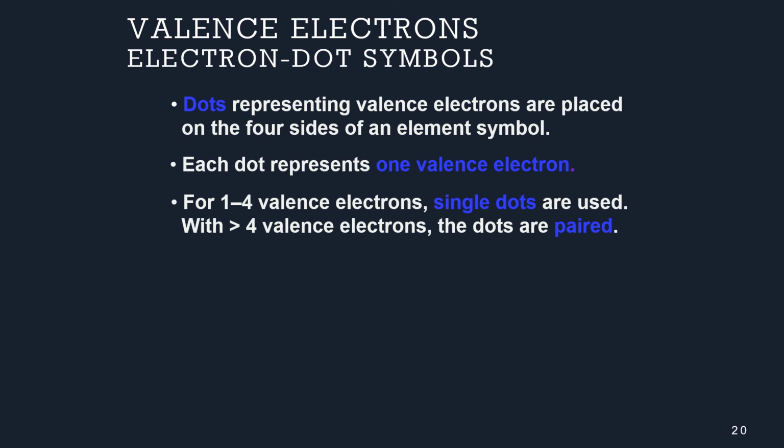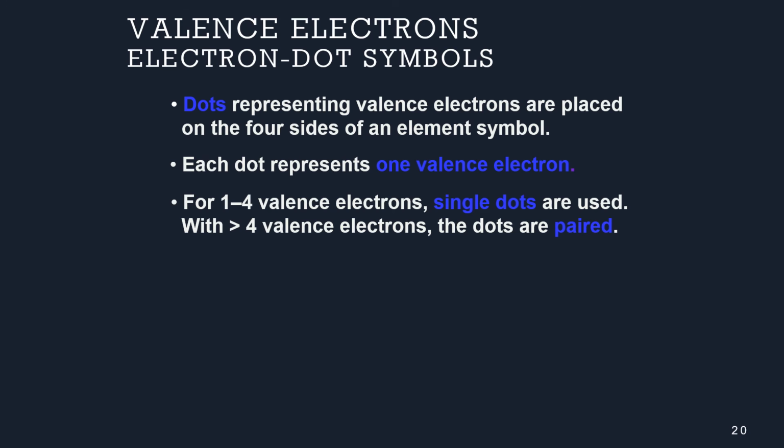All right, so we can represent our valence electrons in a visual way using electron dot symbols. Dots representing the valence electrons are placed on 4 sides of the element symbol. Remember, the element symbol is just a letter or 2 letters that represent that element. Each dot is just 1 electron, and if you have 1 to 4 electrons, you're going to use just individual dots. If there's more than 4, you're going to start to pair them.